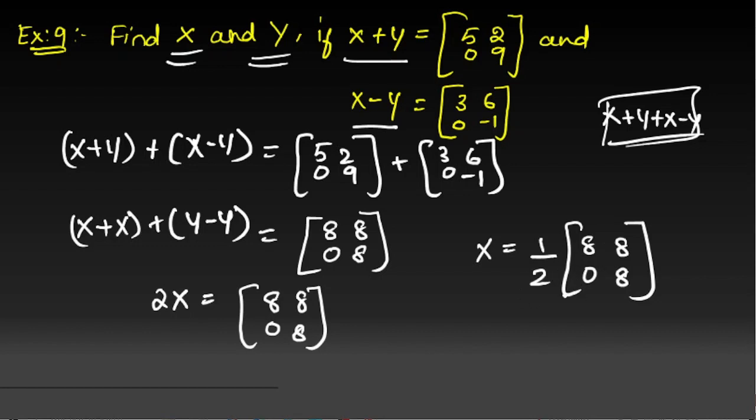Now I give this 2 to the matrix, and I divide each and every term by 2. Whether it is division or multiplication, you have to do it for each and every term. We already studied scalar multiplication: if you multiply by 2, you multiply each term by 2, and if you divide by 2, you divide each term. So 8 by 2 is 4, and 0 divided by anything is 0. So you get 4, 0, 4, 4. This is your x; we found the x matrix.